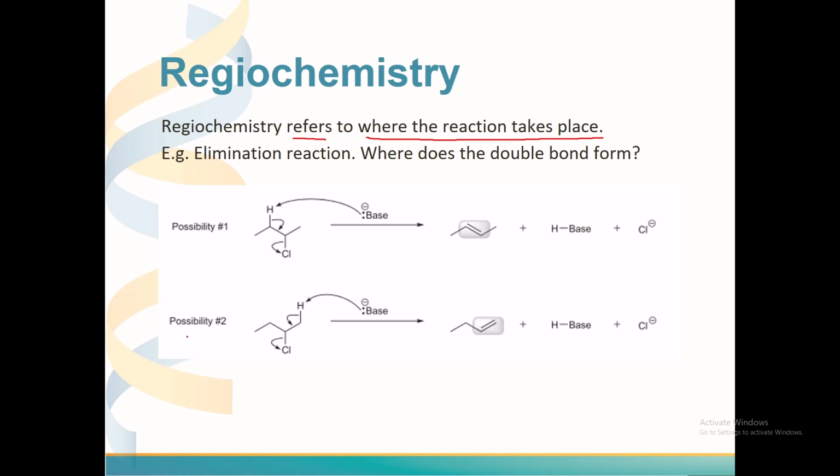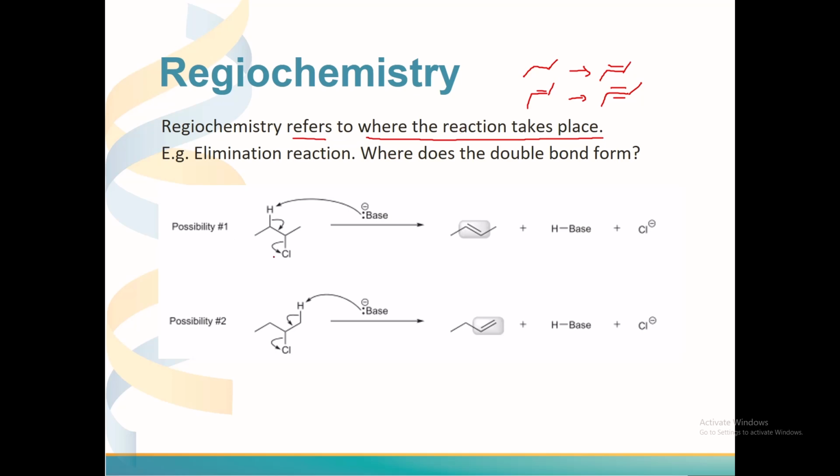So here in this example, we have the same reaction, reactant 1 and 2, reaction number 1 and reaction number 2. This is called an elimination reaction. The question is, where will the double bond form? In an elimination reaction, you either start with a single bond and end up with a double bond, or you start with a double bond and end up with a triple bond. So that's an elimination reaction.